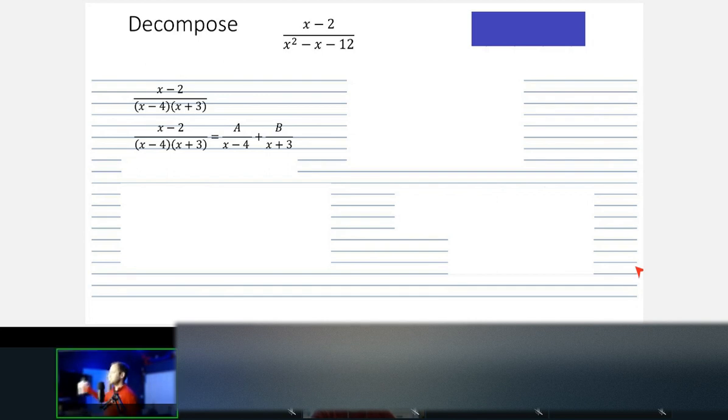All right. So then what's the next step? We want to clear the fractions. Now we want to clear the fractions by multiplying the entire thing by x minus 4 times x plus 3 to clear the fractions on both sides. And that's how we get this.